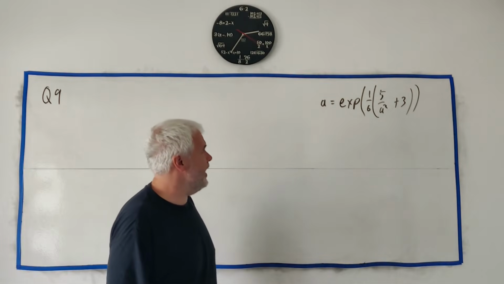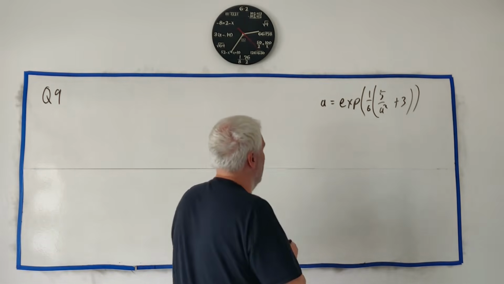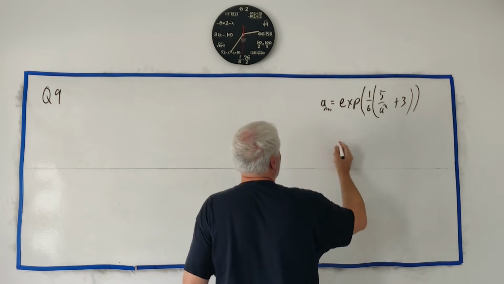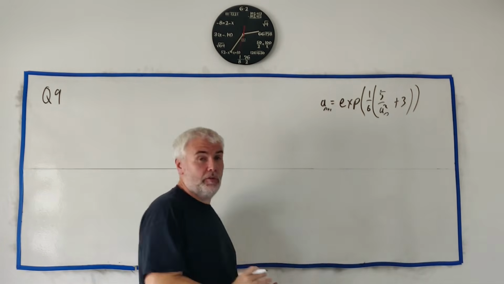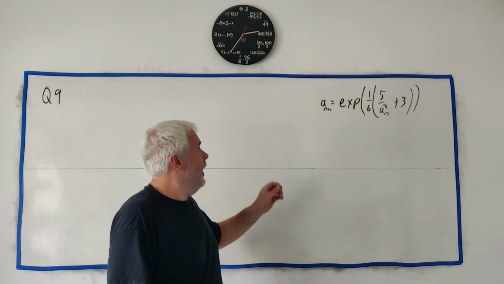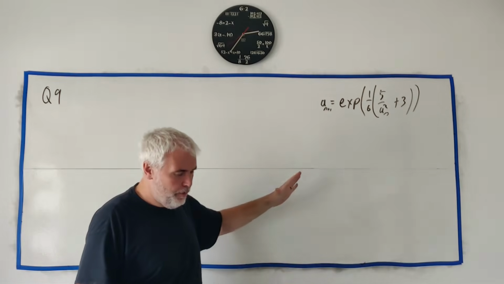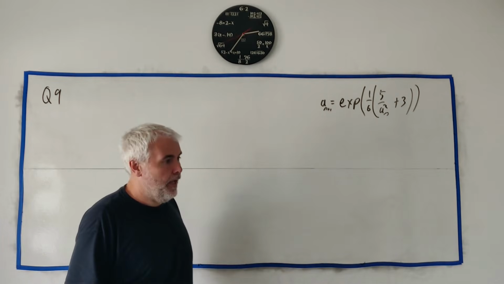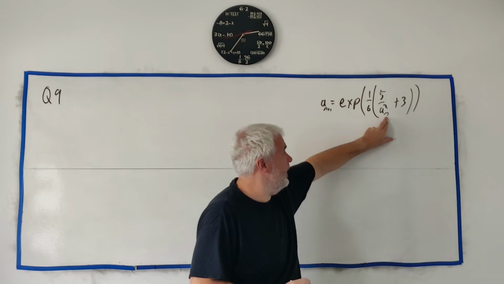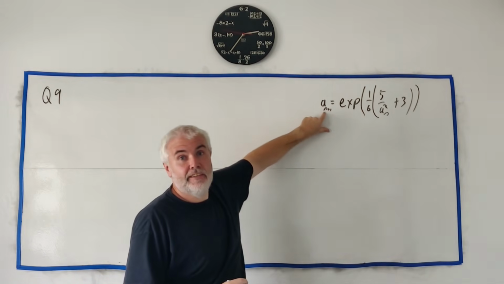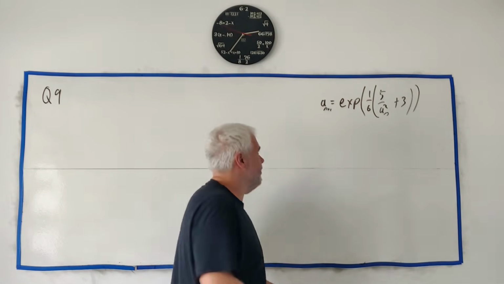I'll do it again just in case. I'll just change this equation to a of n plus 1 and a of n. That's the only thing that changes here. If you want the next guess, what we're going to do is guess an answer. And when we guess the answer, we're going to put it in here, and we're going to get the next better guess out here. That's what the iterative formula does.